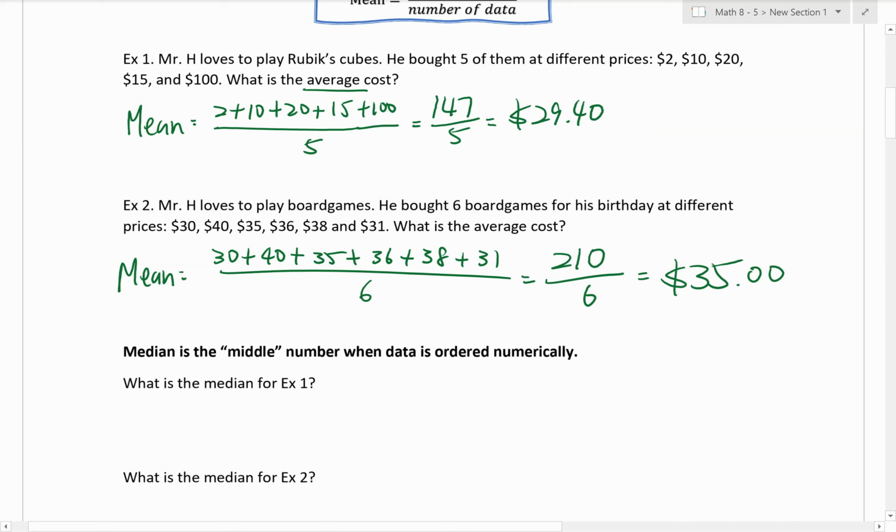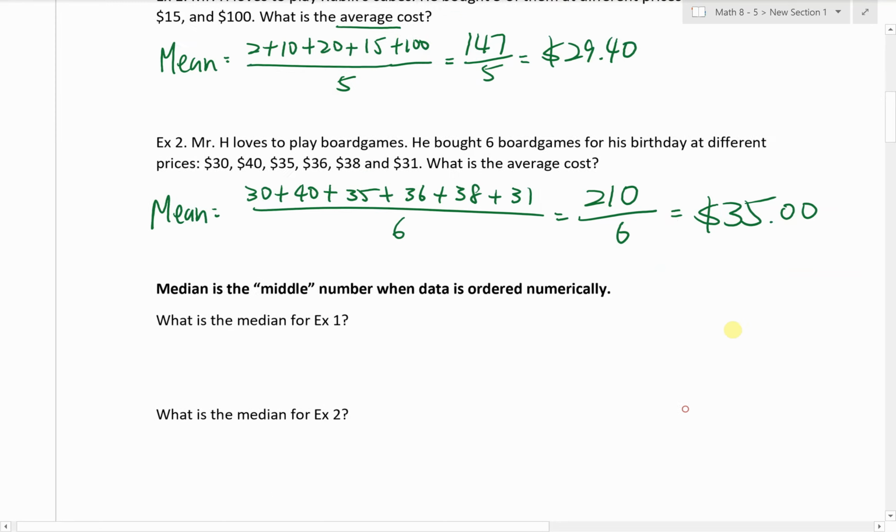So that's how you calculate the mean. Hopefully it's not too difficult for you to do. Basically, again, to find the mean, you add up all the data and then divide it by the number of data points. Okay, so that's the mean.